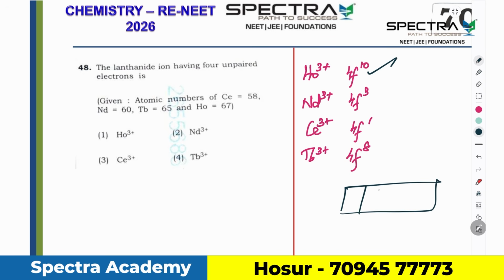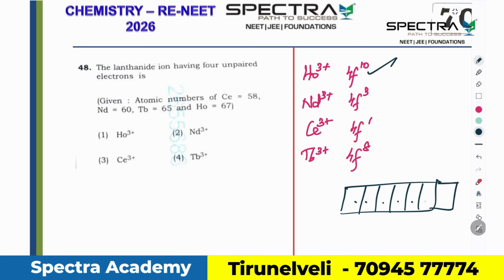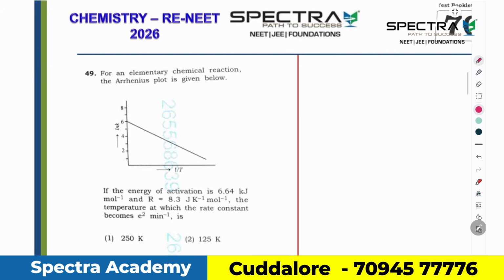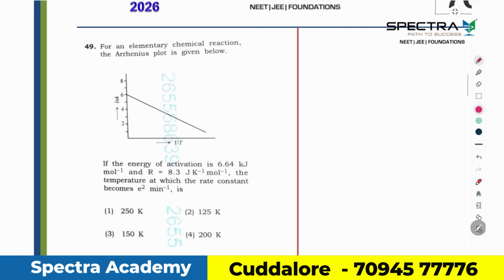Why? Because f orbitals are split up into 7 orbitals: 1, 2, 3, 4, 5, 6, 7. The first electron here, second, third, fourth, fifth, sixth, seventh, eighth, ninth, 10th. Now you will be having 4 unpaired electrons in the case of option 1. Right. Question number 49.